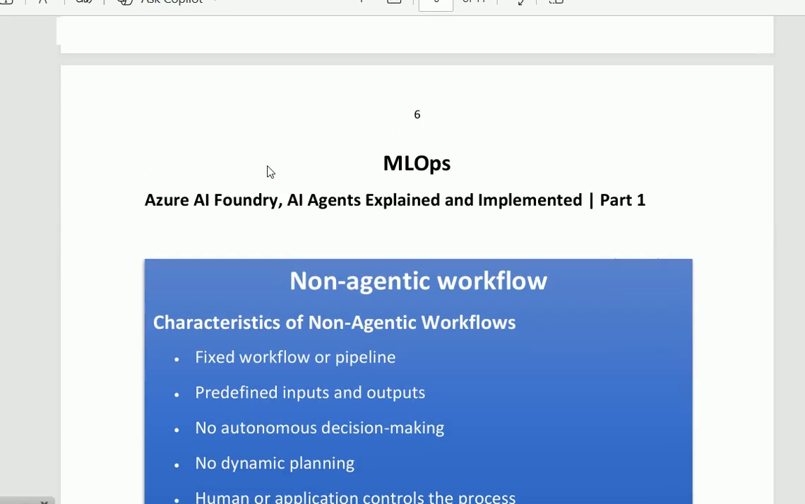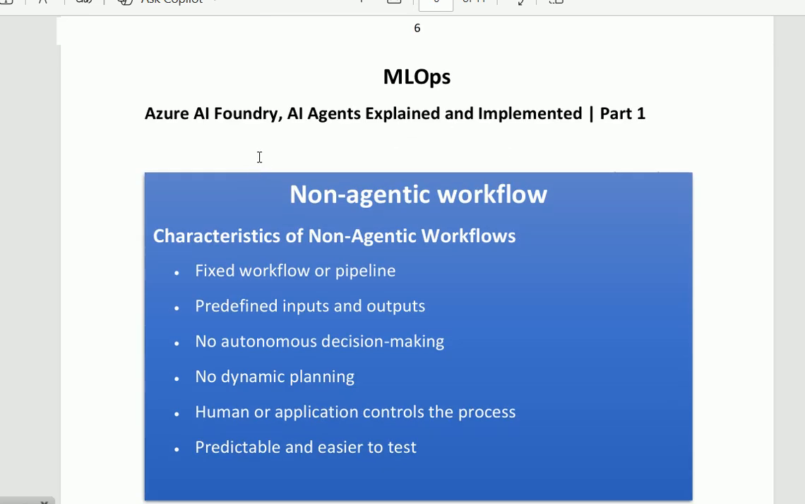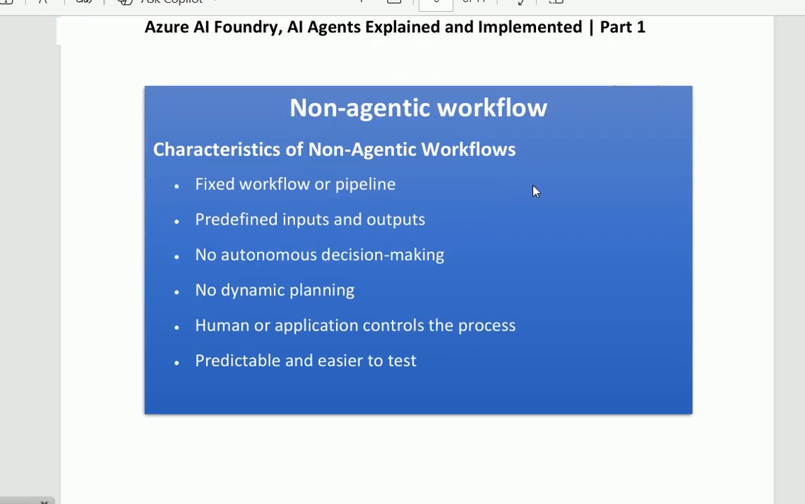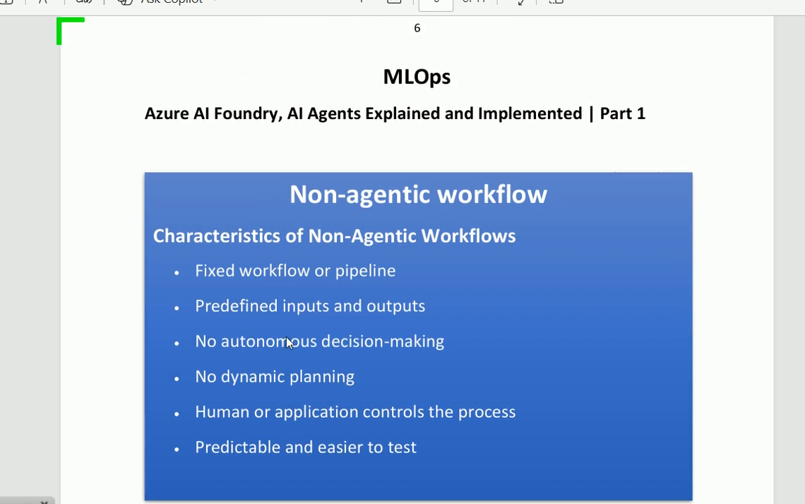Next, I shall explain the characteristics of the non-agentic workflow. The characteristics are fixed workflow or pipeline, predefined input and output, non-autonomous decision making, non-dynamic planning, human or application control of the process, and predictable and easier to test. So these are the special characteristics of a non-agentic workflow.